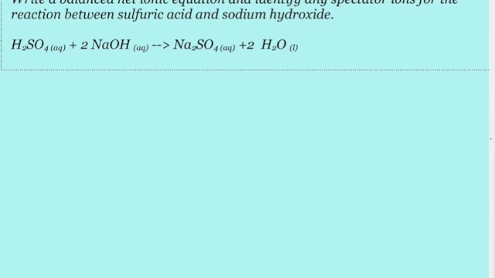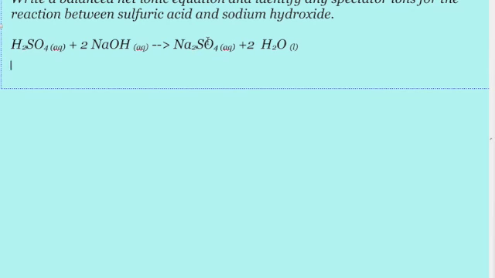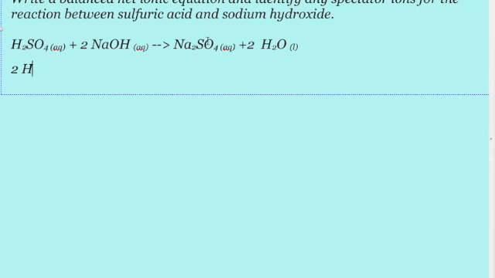And hopefully that's the last interruption. I apologize. But anyways, you have your equation balanced. And you would break it apart. So we would have 2 hydrogen ions, which are aqueous, plus a sulfate ion, which is aqueous.